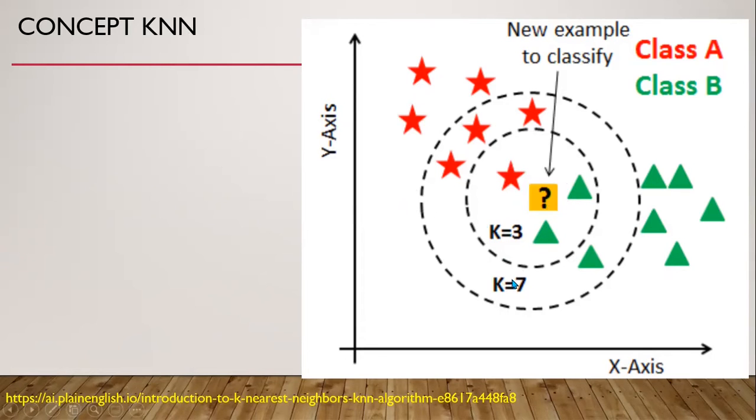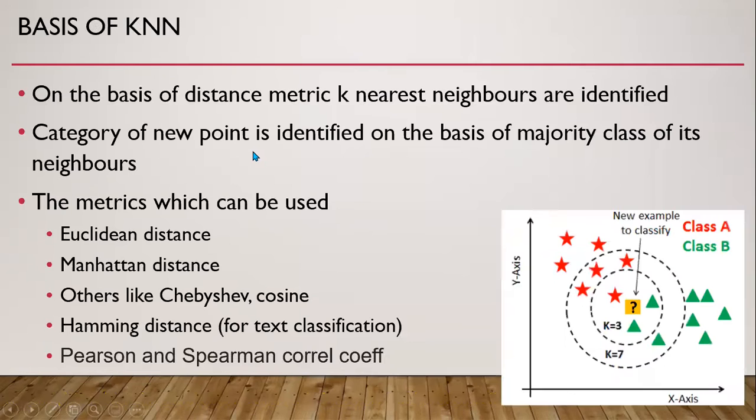If we set k equal to 1, k is a hyperparameter in case of k nearest neighbor. If we set k equal to 7, it means that we need to assess the 7 nearest neighbors to the new example. So when we set k equal to 7, the majority may change. So this is the basic concept behind k nearest neighbor.